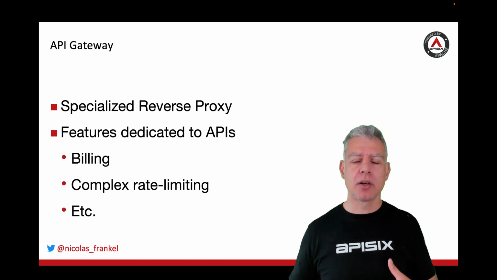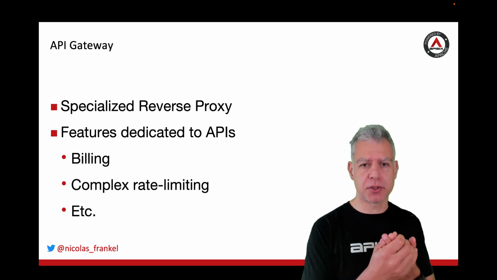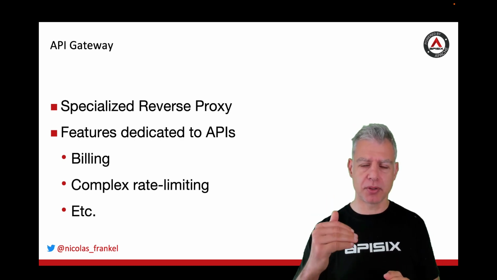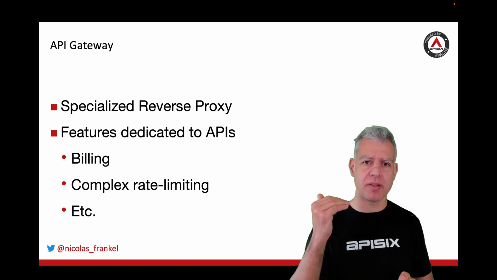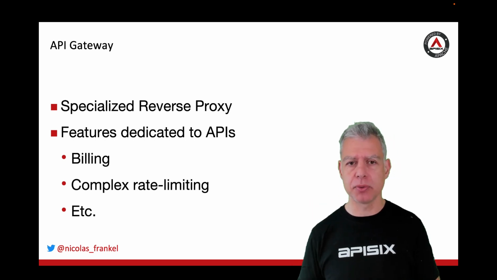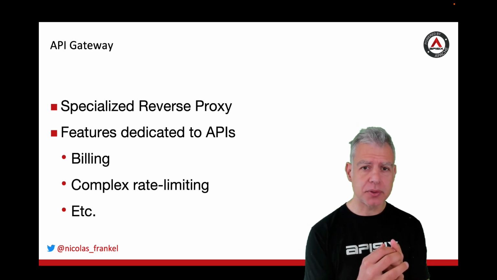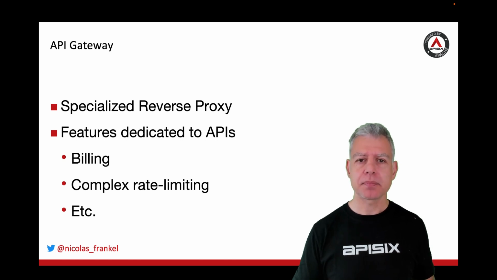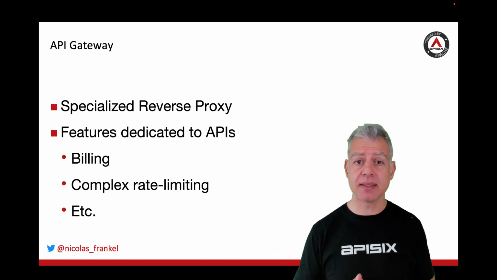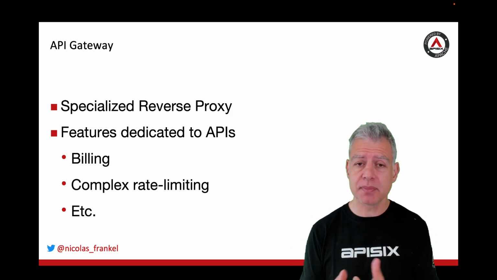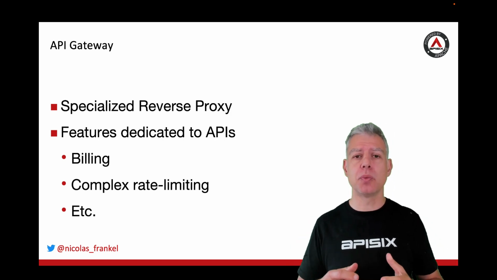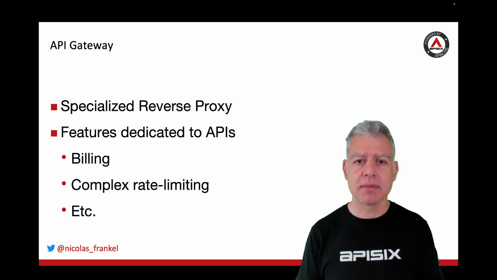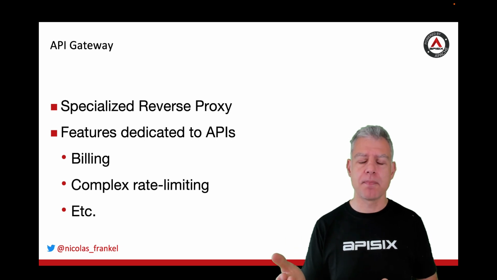And that's where the difference with a reverse proxy comes in. An API gateway is a specialized reverse proxy. It should be able to do everything a reverse proxy is able to do, but with dedicated features only for APIs. For example, I mentioned rate limiting. That's what a reverse proxy is supposed to be able to do, because you want to prevent denial of service attacks, distributed, DDoS.